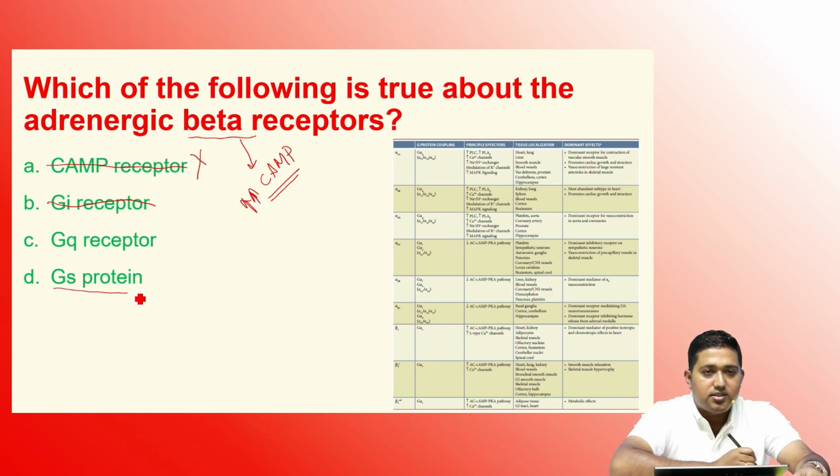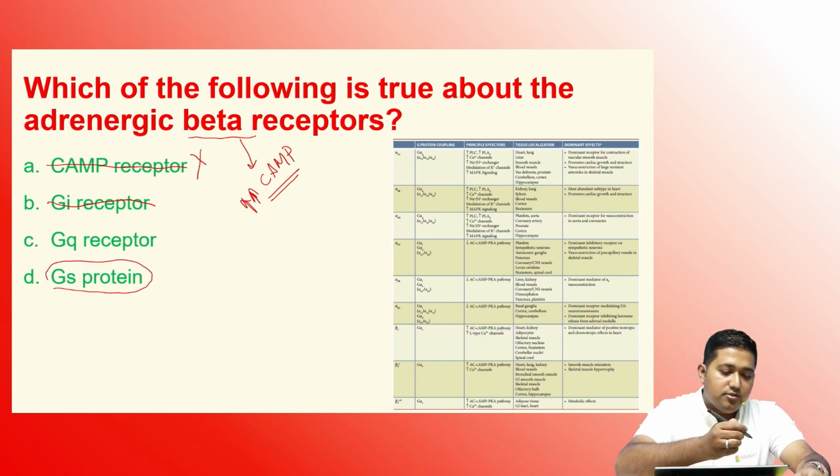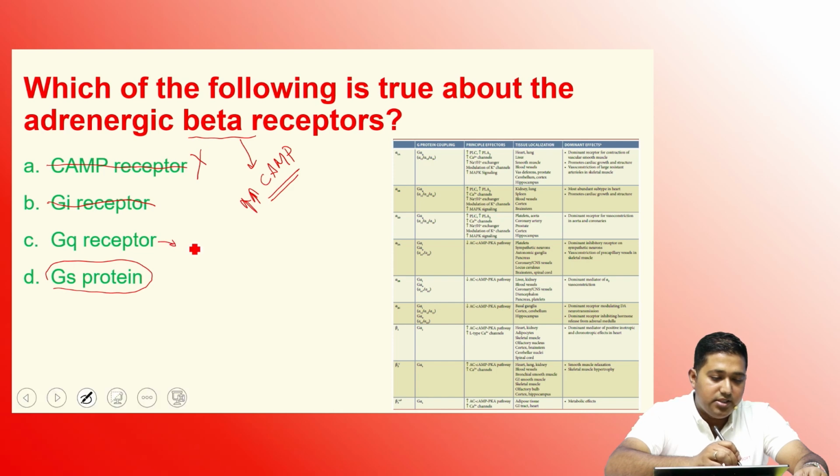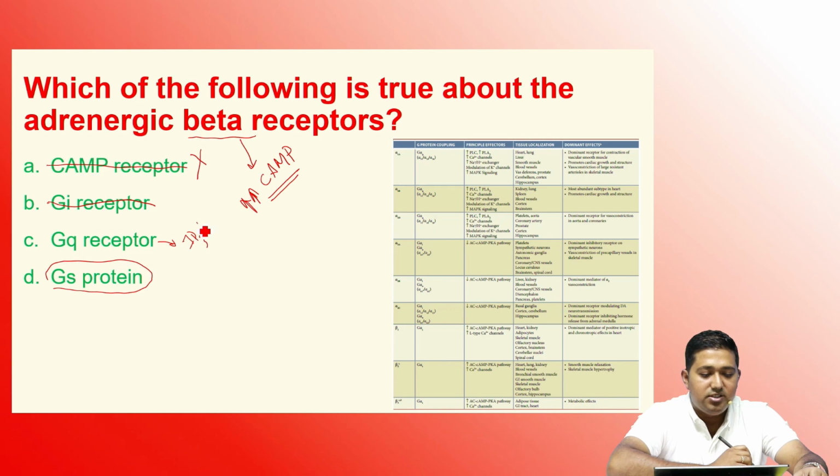Now you might ask, the answer here is protein, but we are talking about the receptors. The receptor molecule itself is a complex that is made up of protein. That's why even if the question says Gs protein or Gs receptor, the answer will be the same. However, the Gq receptor mainly acts through the IP3 DAG pathway. So the IP3 DAG pathway is not the one by which beta receptors act.